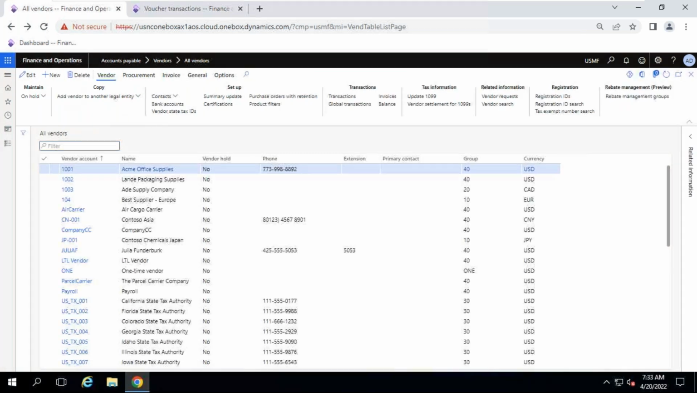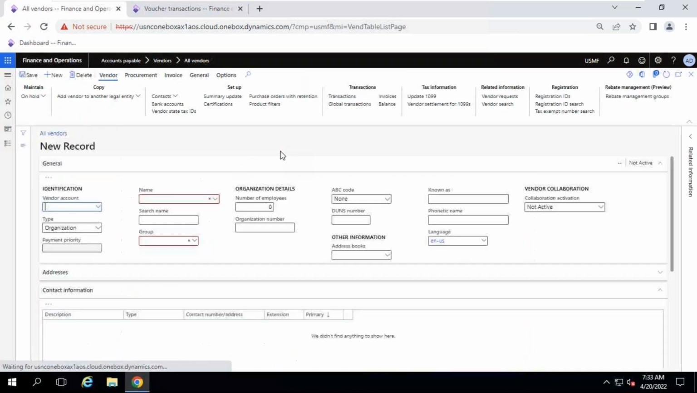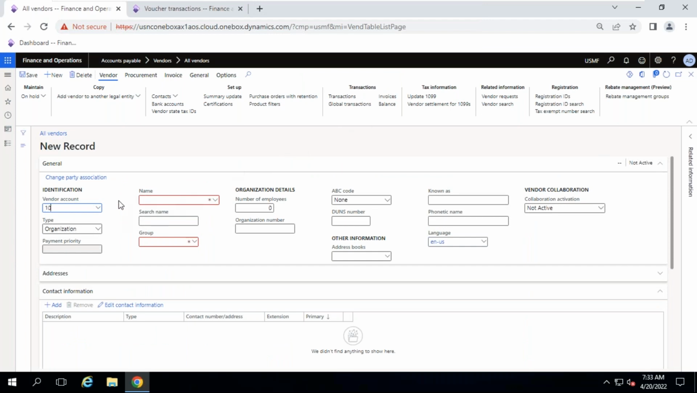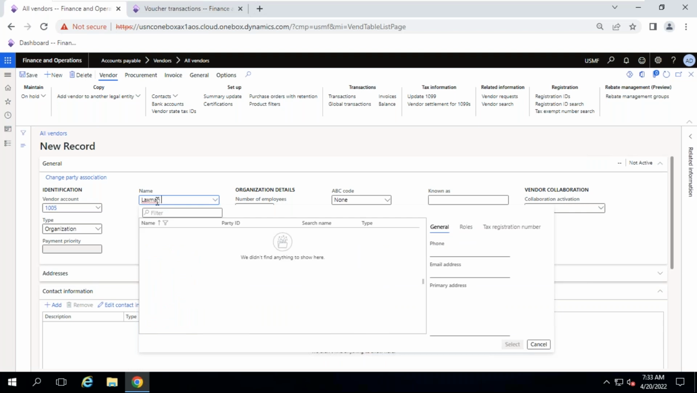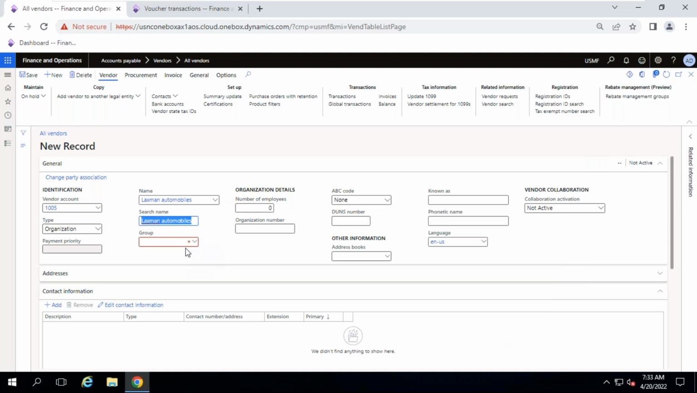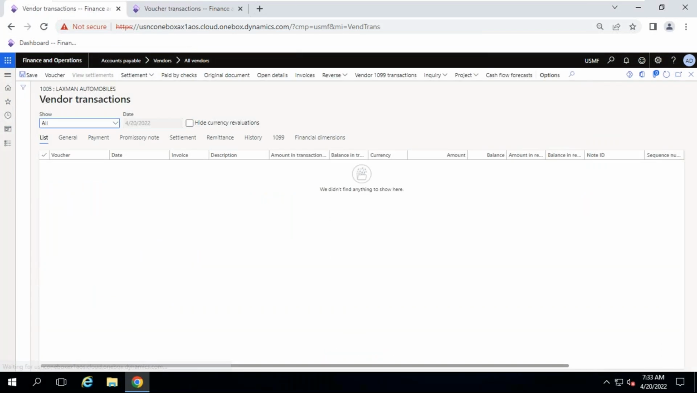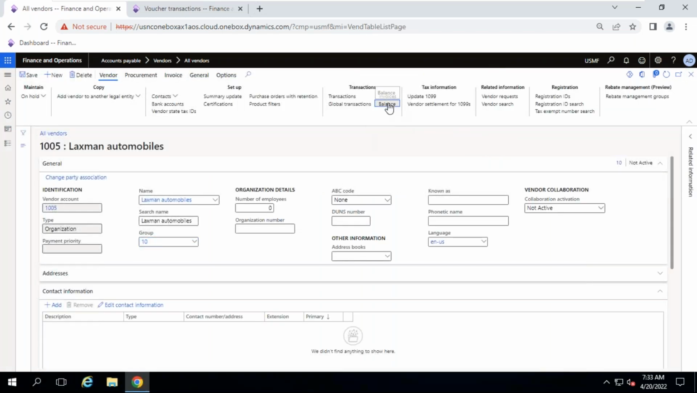Let me create a new vendor, 1005. Suppose I'm creating Lakshman Automobiles, something I have created. So selecting the group. Now, if you verify the transactions, it is blank. And if you verify the balance, here it is also blank.